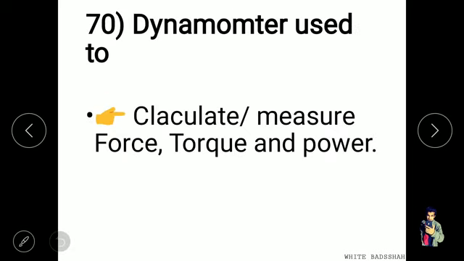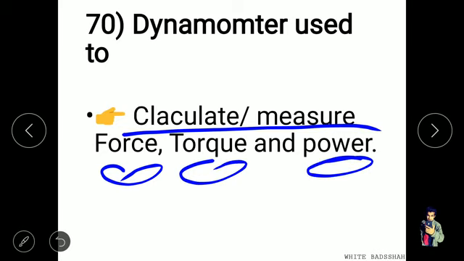The dynamometer is used to measure force, torque and power.